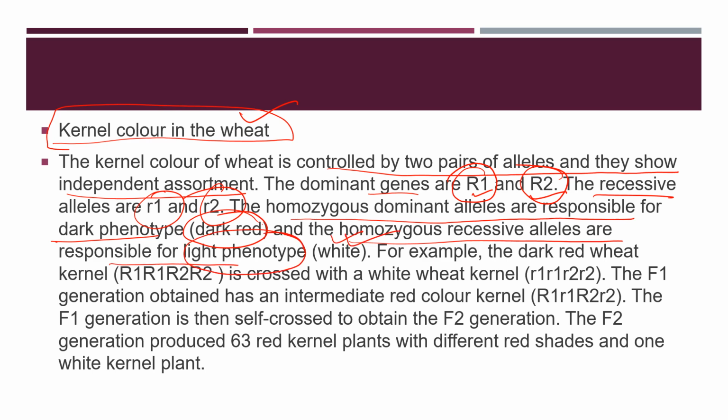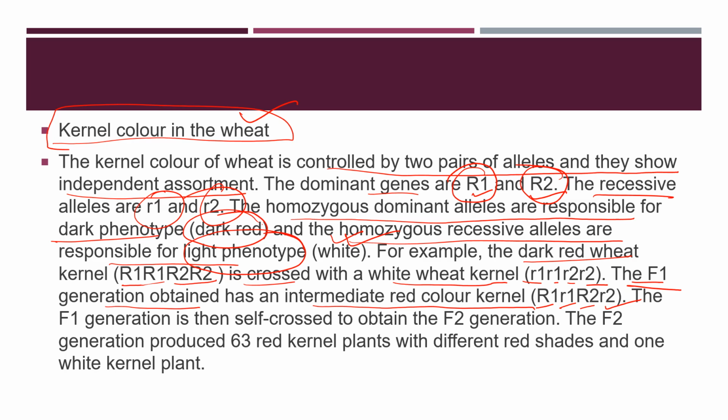the wheat kernel. So for example, the dark wheat, R1 R1, R2 R2, is crossed with the white wheat kernel, that is small r1 r1, small r2 r2. So in the F1 generation an intermediate red color is obtained, that is capital R1 small r1, capital R2 small r2. Okay, so that is an intermediate red color, neither white nor dark red.